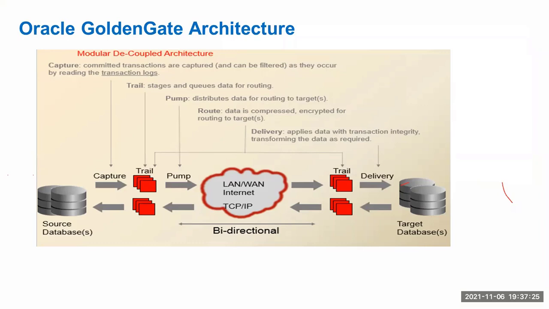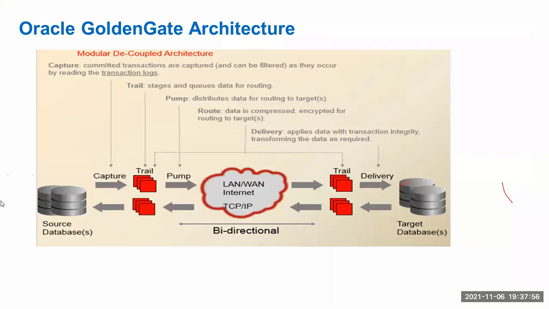So the capture process is going to capture the committed transactions from the source database and write them to the local trail. Once the data is available in the local trail, the data pump process will read the data out of your local trail, send it over the TCP/IP network and write it to the remote trail. And once the data is available in the remote trail, the Golden Gate replicate process, or delivery process, is going to apply it to the target database.